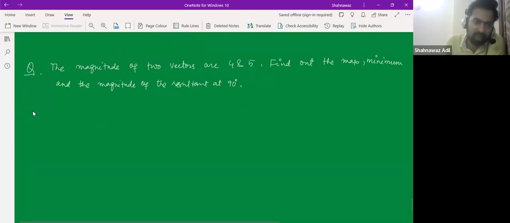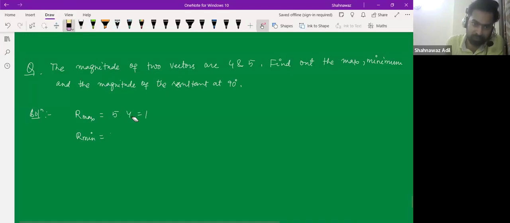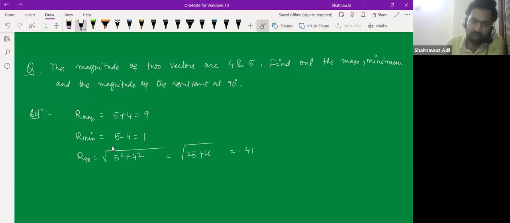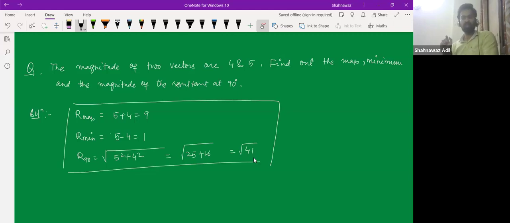So simply, we know that R max is 5 plus 4, because that was A plus B, which is 9. And R minimum is 5 minus 4, which is 1. And at 90 degrees, this is the root of 5 square plus 4 square. How much is that? 25 plus 16, so this is 41. These are the three solutions. This one is very simple. So quickly note it down.